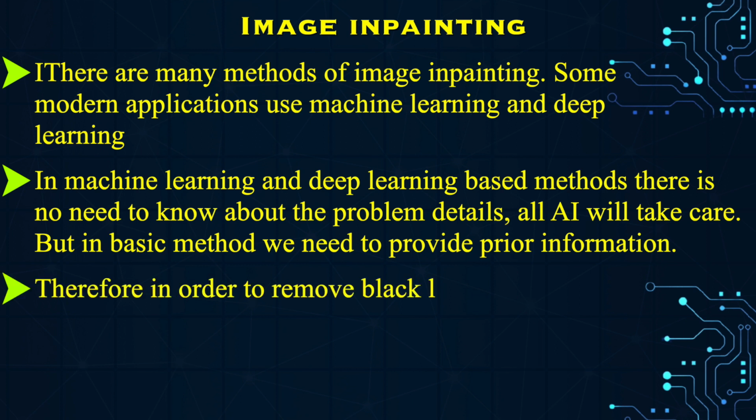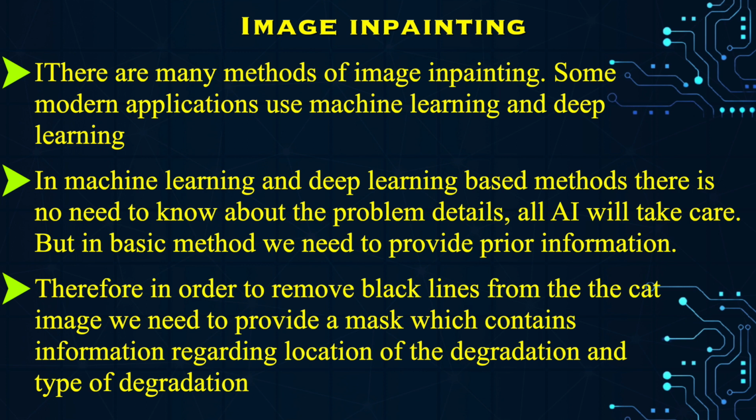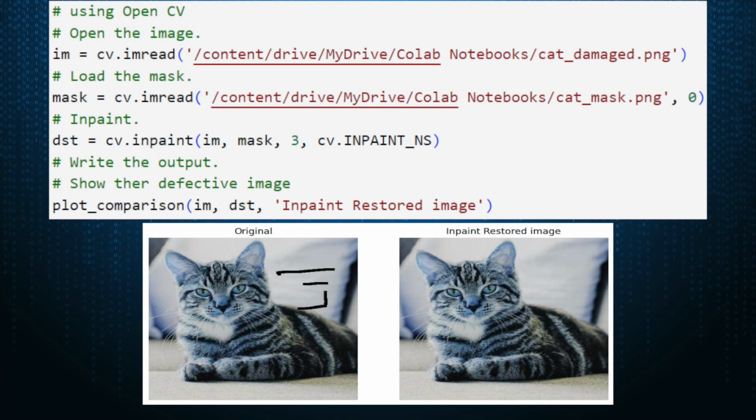Therefore, in order to remove black lines from a cat image, if I take one cat image as an example, we need to provide a mask that has the information regarding the location of the degradation and type of degradation. Here you can see an image of a cat. What is wrong with this picture? What is the problem in this picture? The problem is that there are some black, unwanted lines. We need to remove these by using the image restoration method.